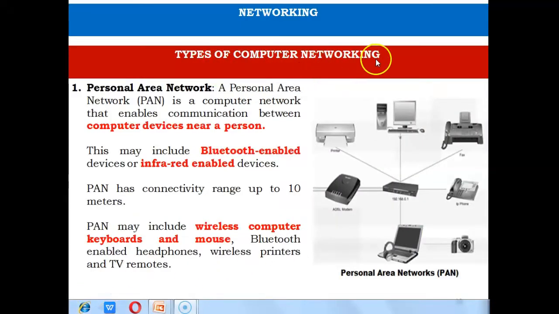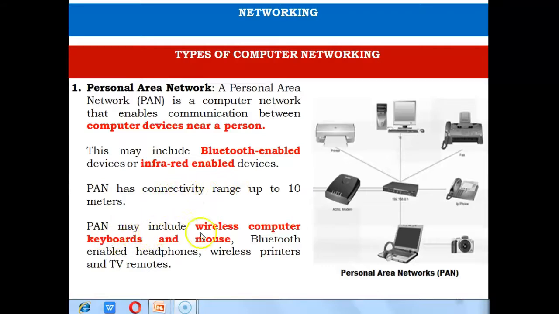Types of computer networking. 1. We have the Personal Area Network. In this network, there is communication between computer devices near a person. This network is enabled through the Bluetooth enabling devices and infrared enabling devices. This network has to do with connectivity ranging from or within 10 meters.